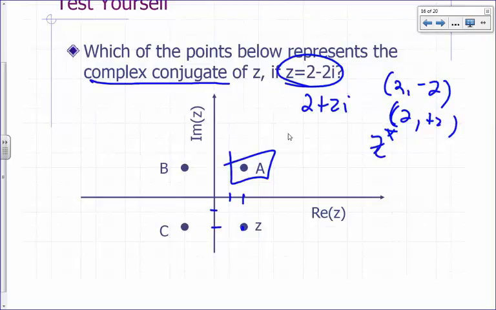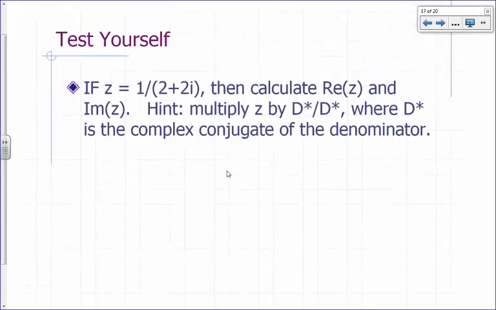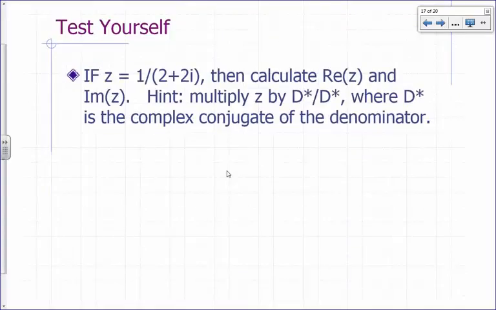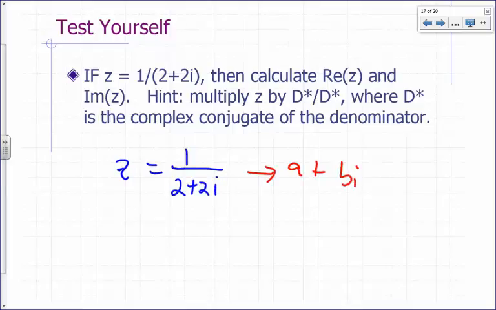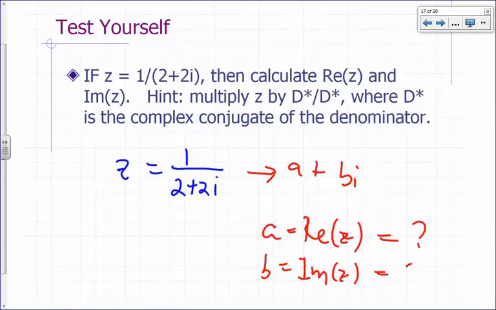What about this one? If z is equal to 1 over 2 plus 2i, what's the real part of z and what's the imaginary part of z? The trick here is to make this look like a plus bi. What is a and what is b? The real part of z is a, what is it? And the imaginary part of z is b, what is it?